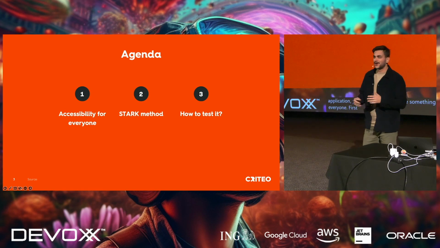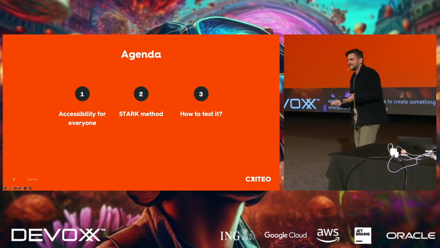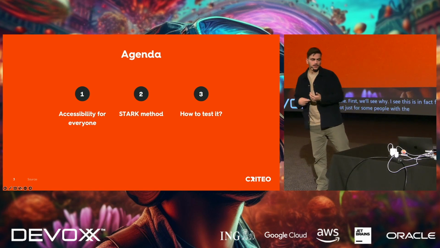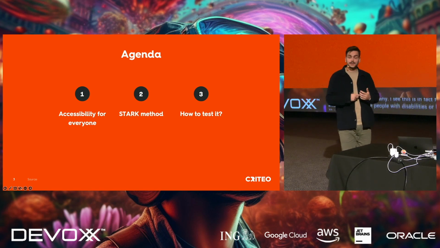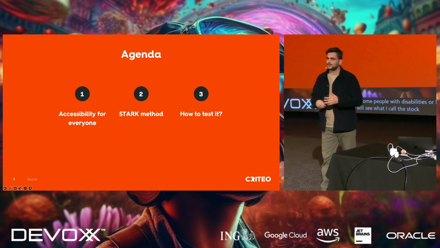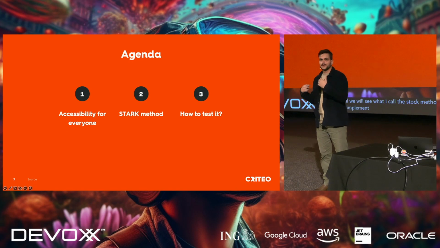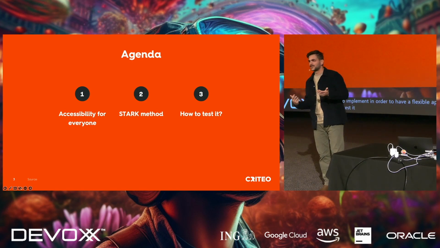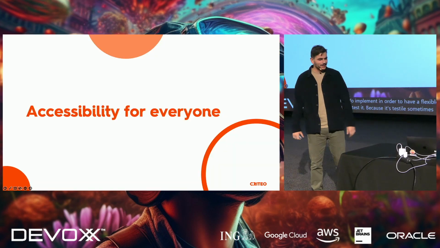First, we'll see why accessibility is in fact for everyone and not just for some people with disabilities or limitations. Then we will see what I call the STARK method, 5 little tips to implement in order to have an accessible app, and how we can test it, because tests are sometimes important.